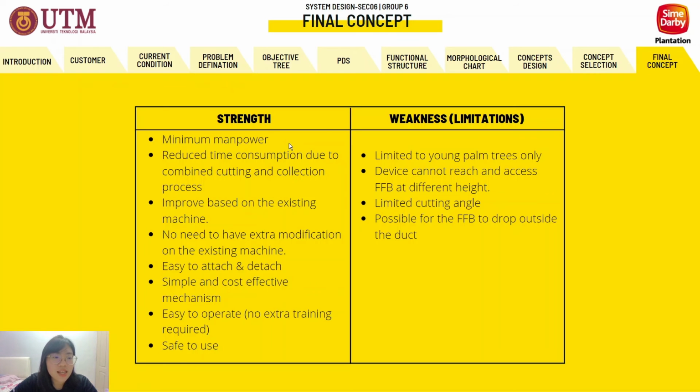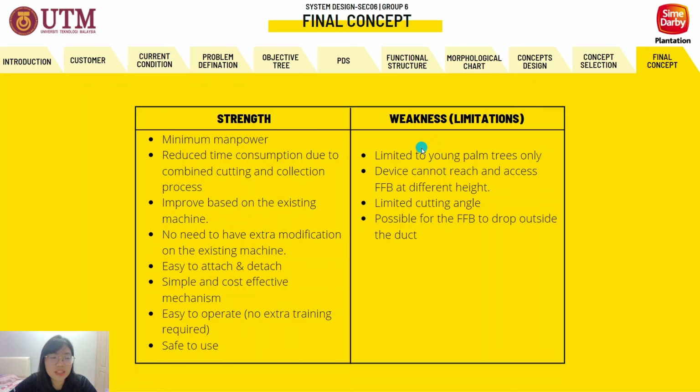Moving to strength and weakness, the device will allow the company to harvest with minimum manpower. The device can reduce the harvesting cycle time by eliminating the collection process. It is an improvement based on the existing machine with no other alteration needed to the tractor. The device is simple to operate and no specific training will be needed. Meanwhile, safety is our first consideration in the design process.